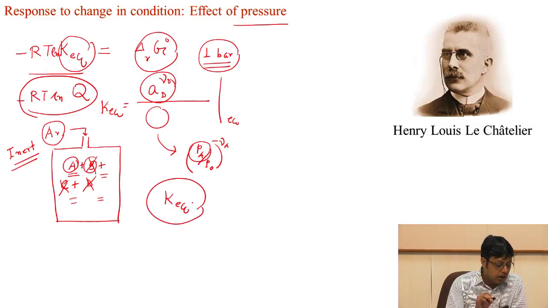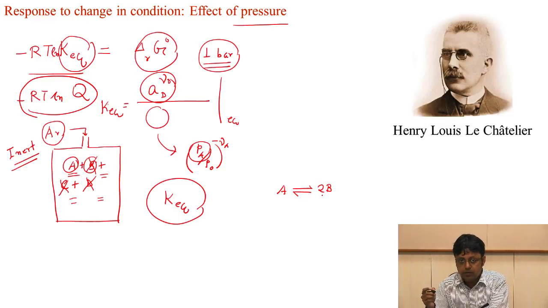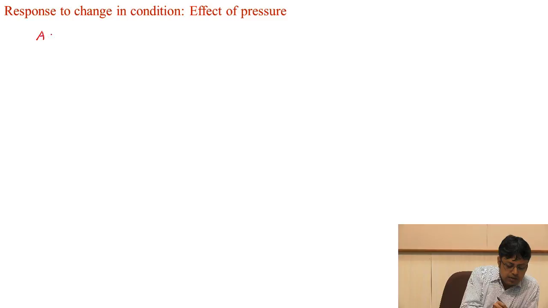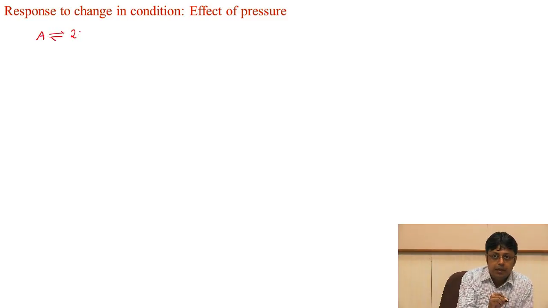However, think about a slightly different situation. Suppose we have some kind of dissociation reaction. Say we have A going into, for example, 2B. These kinds of reactions are called dissociation reactions. Let me use a new page. So A is dissociating into 2 molecules of B. That's what we call dissociation.